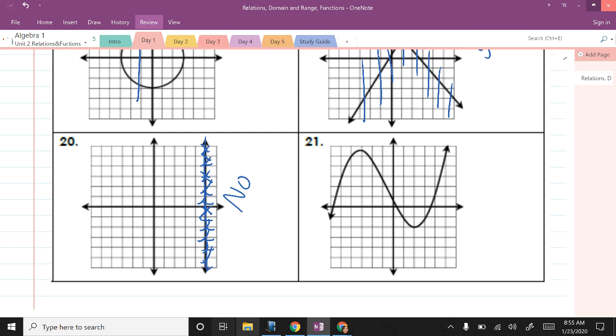What about a horizontal line? Is that a function or not a function? A horizontal line would be a function. So the only lines that are not functions are vertical lines. Slanted lines are always functions, horizontal lines are always functions, but a vertical line is not a function. Number 21 is a squiggle. Function or not a function? Yes, it is. Any questions on the vertical line test or anything we've talked about today?